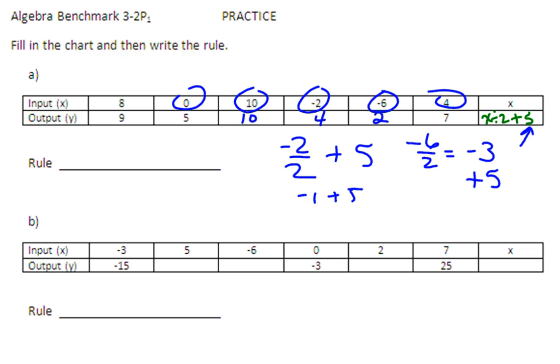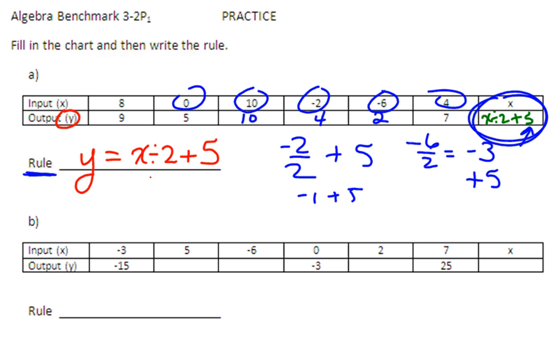And then our rule, when I actually write the rule here on this line, I have to take what I have in that box and just write the same thing with my output y. So I have y equals x divided by 2 plus 5. Okay, and then again, you could write 1/2 x. That looks a little cleaner to me, but either way. All right, the next problem. I'm going to jump right to the hint. My hint is I'm going to subtract 3 because it gives us the 0.